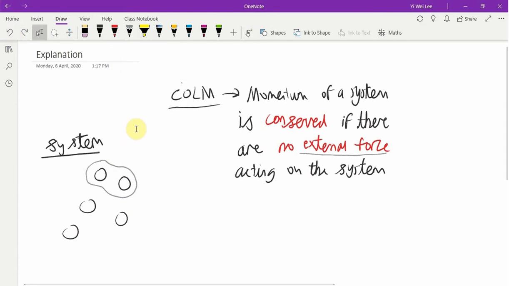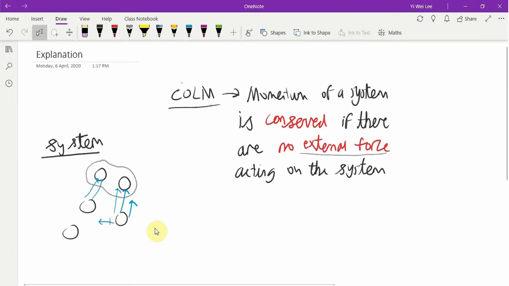Now, however, if we are talking about forces which originate from this particle outside the system, and these forces directly affect this particle inside the system.